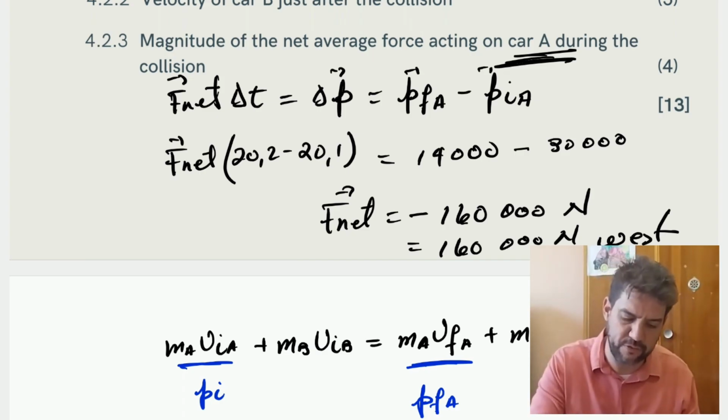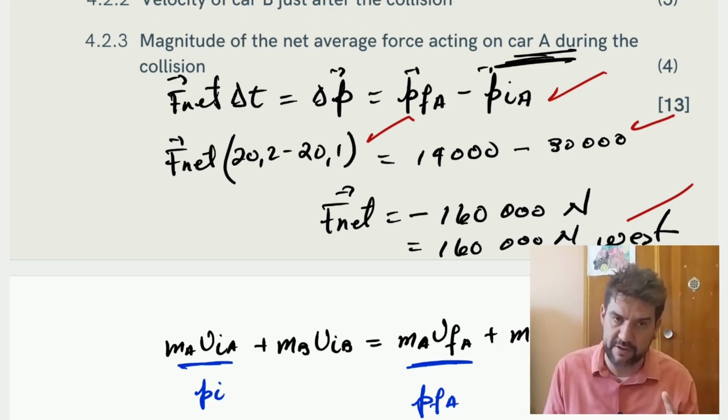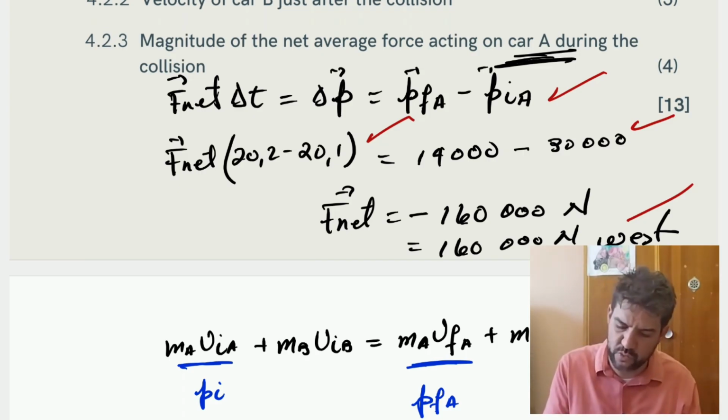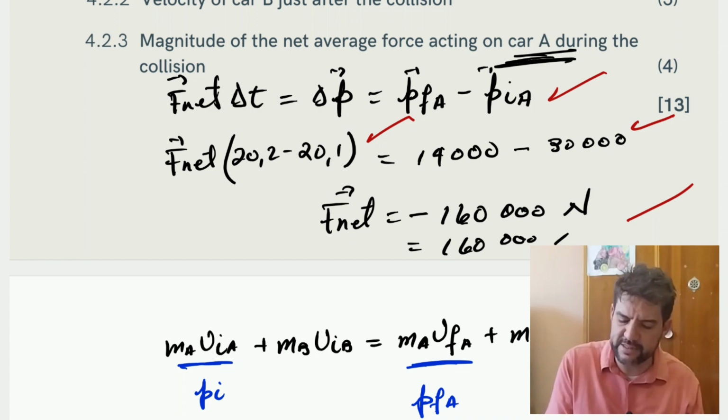You get 4 marks for this one: one for the formula, one for the substitution of each side, and then one for the final answer. They say calculate the magnitude of the average net force, so in actual fact we don't need to give a direction. The final answer will be positive, 160,000 newtons. That is the end of the question.